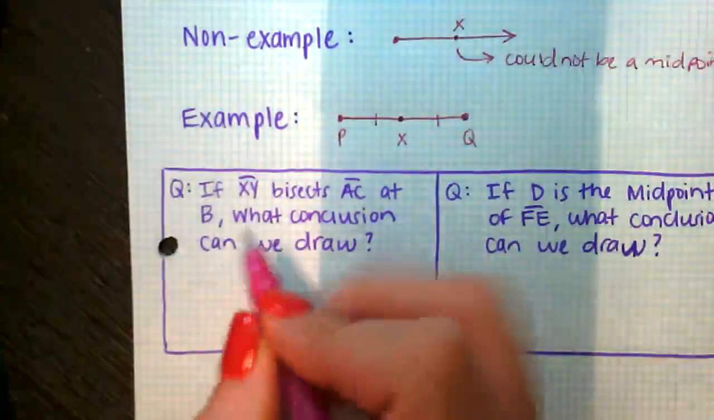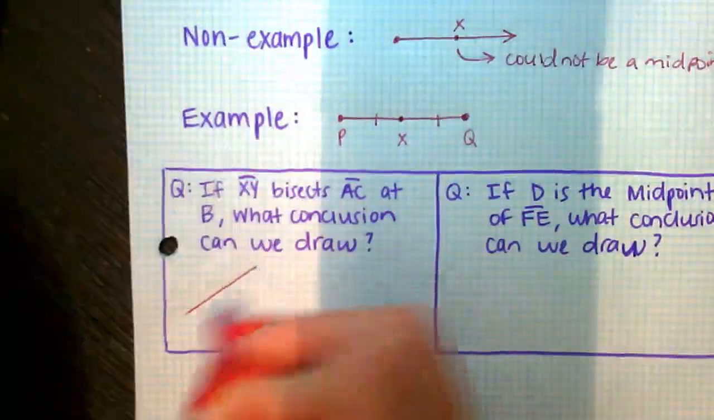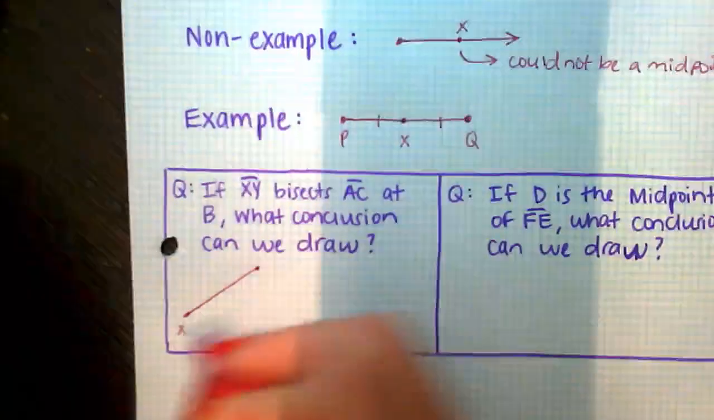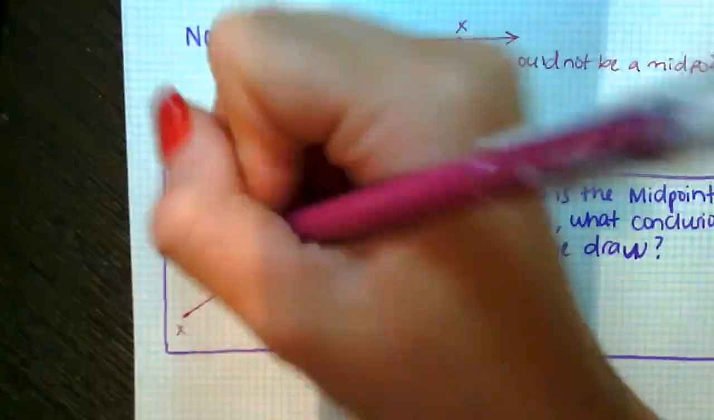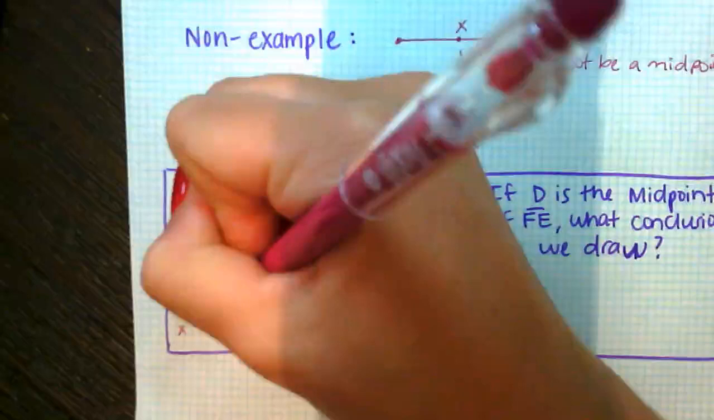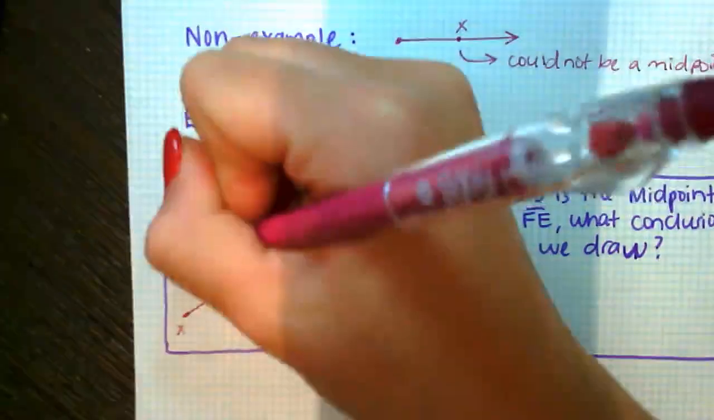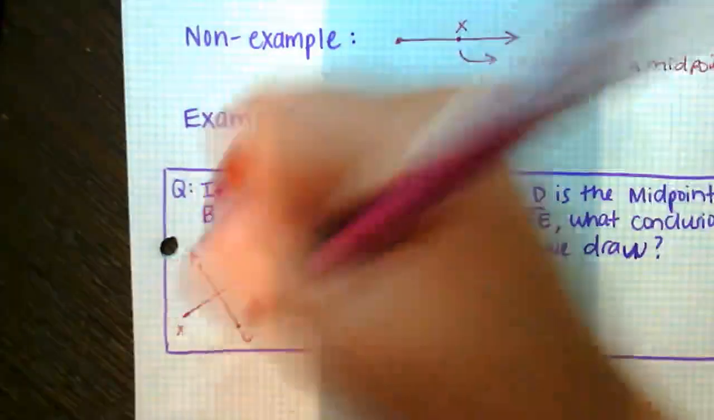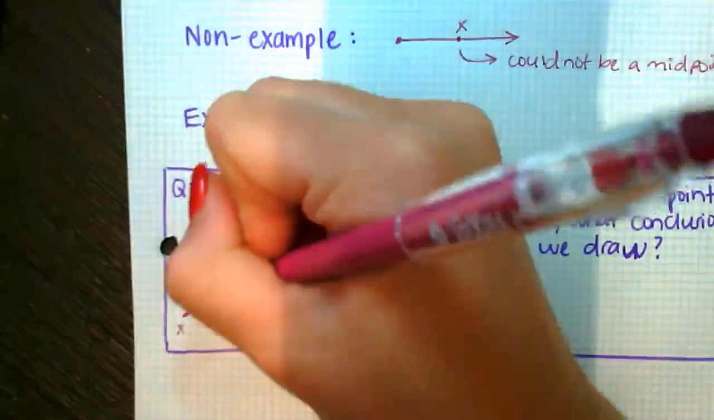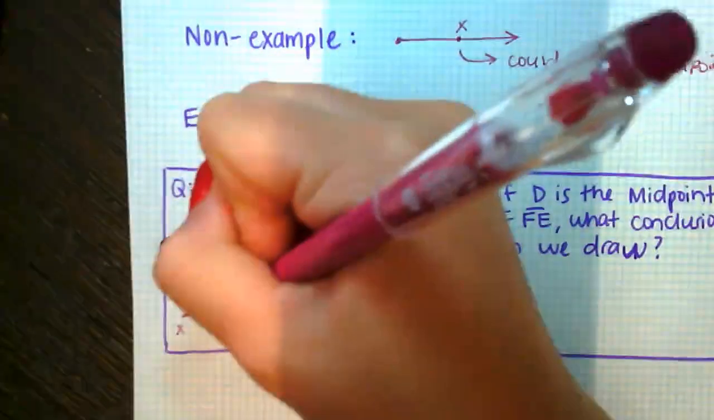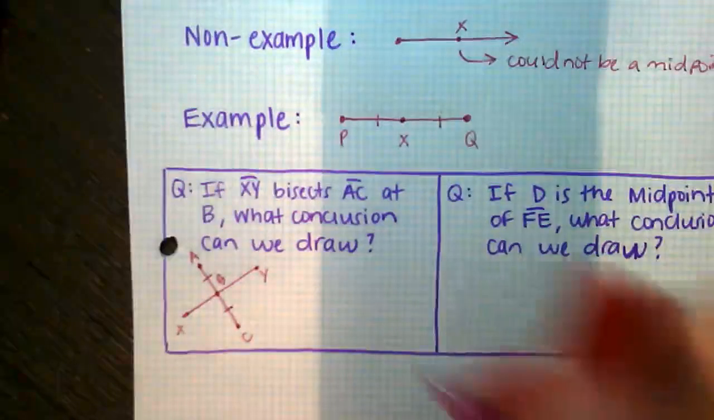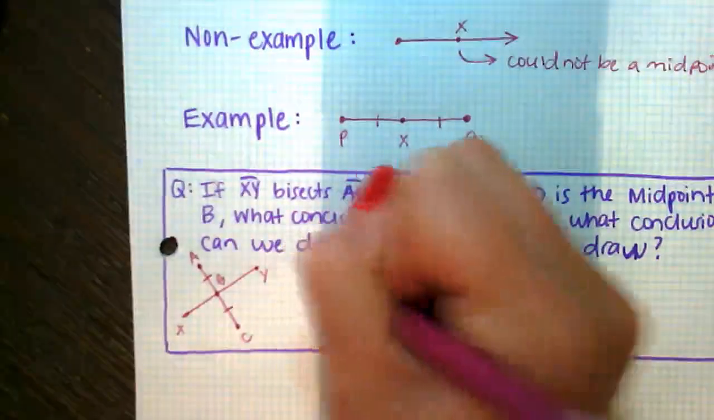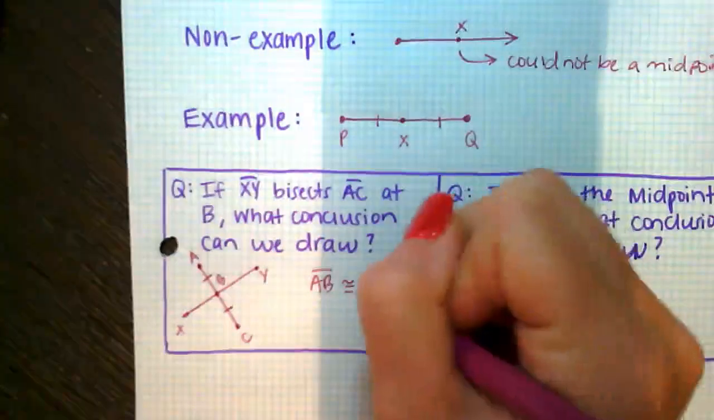Well, let's go ahead and see if we can just sketch out a picture of this situation. So we have segment XY, and this is bisecting segment AC. So AC is the one that's being cut in half. Here's A, here's C, and it's being cut in half at point B. I'm going to indicate this with a single tick mark and a single tick mark. So the conclusion that we're drawing by definition of midpoint is that segment AB is congruent to segment BC.